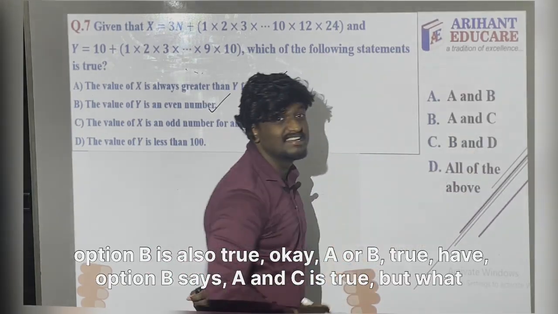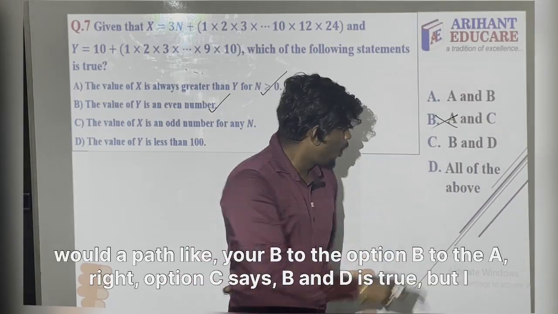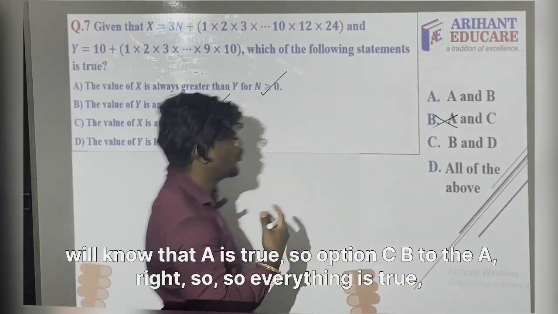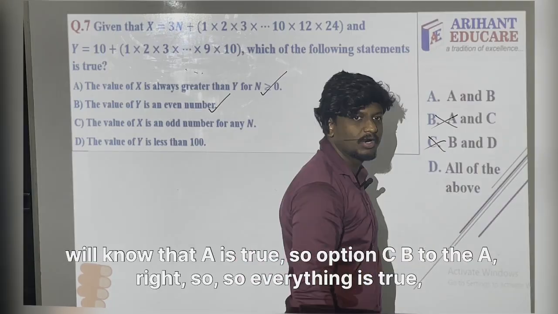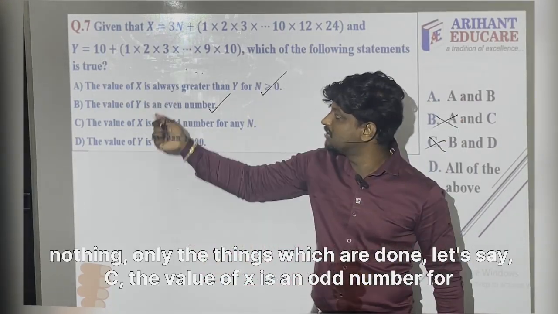Option B says A and C is true, but मुझे पता है कि A और B true है, तो option B तो गया, right? Option C says B and D is true, but I know that A is true, तो option C भी तो गया ना, right? So हो सकता है everything is true या फिर only the things which you have done is true.